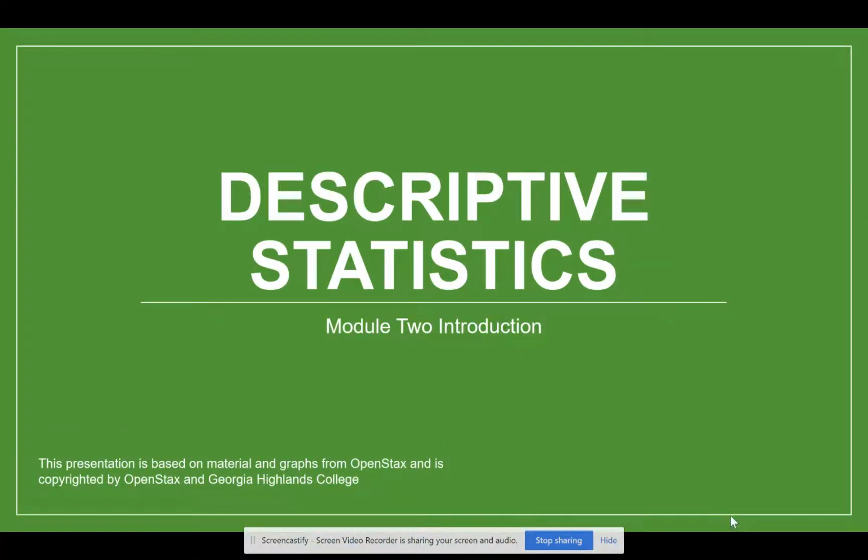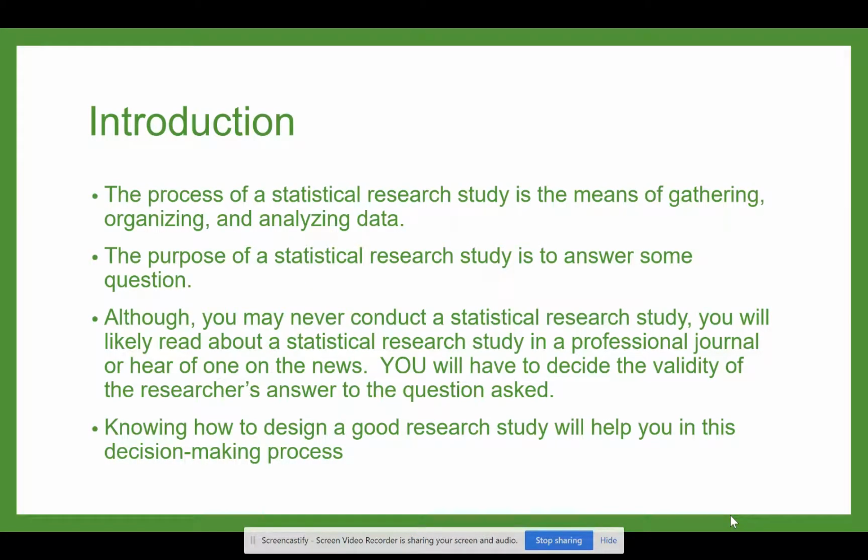Welcome to Module 2 entitled Descriptive Statistics. In this module, we will be focusing primarily on quantitative data. The process of a statistical research study is the means of gathering, organizing, and analyzing data. The purpose of a statistical research study is to ultimately answer some question.